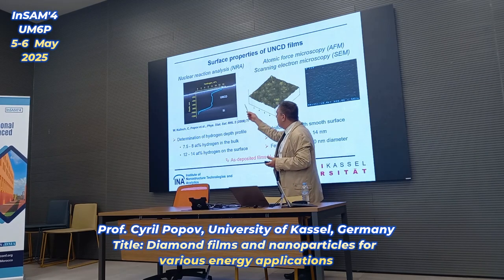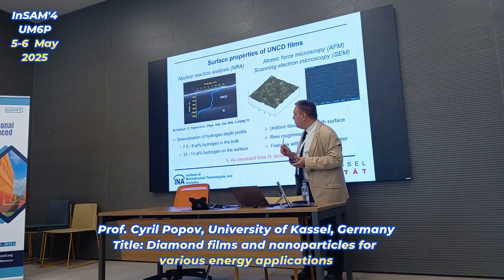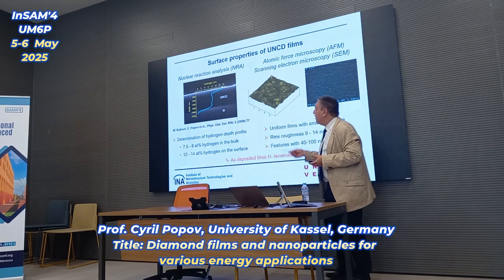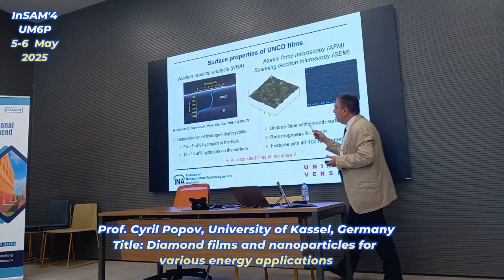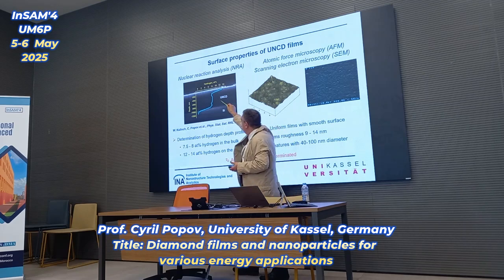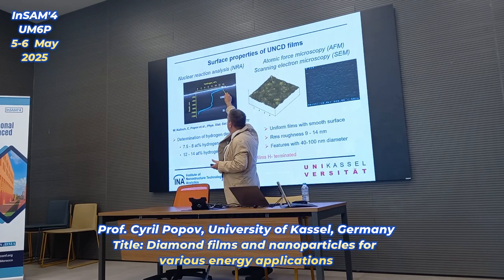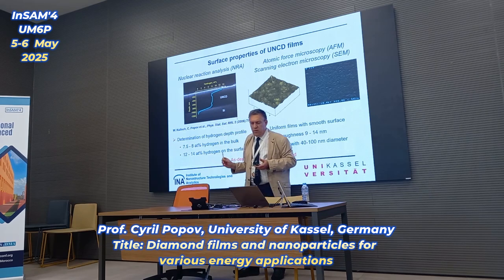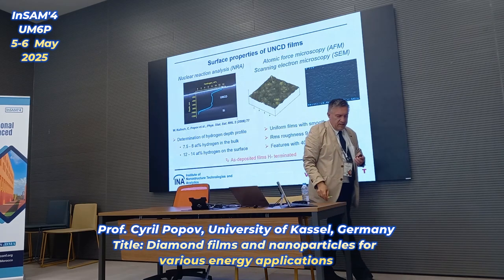Another point is that each diamond film is hydrogen terminated. This is the study of the hydrogen depth profile by nuclear reaction analysis, showing the decrease of the hydrogen towards the surface, reaching about 13-14 atomic percent, but also the amorphous phase in the, let's say, composite material UNCD also contains about 7-8 atomic percent hydrogen.